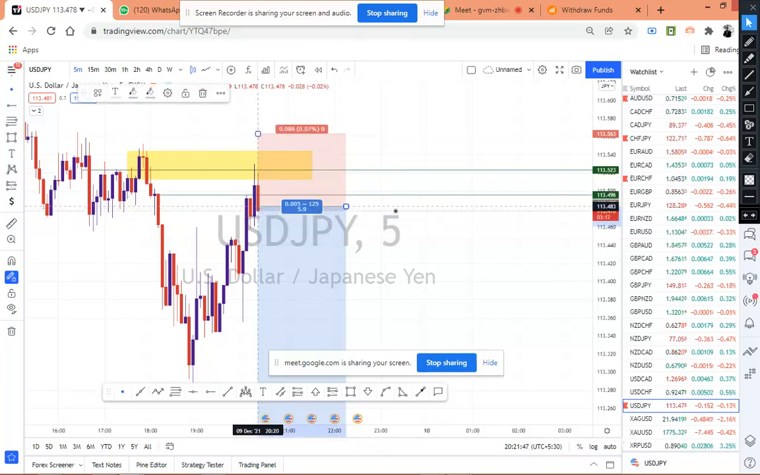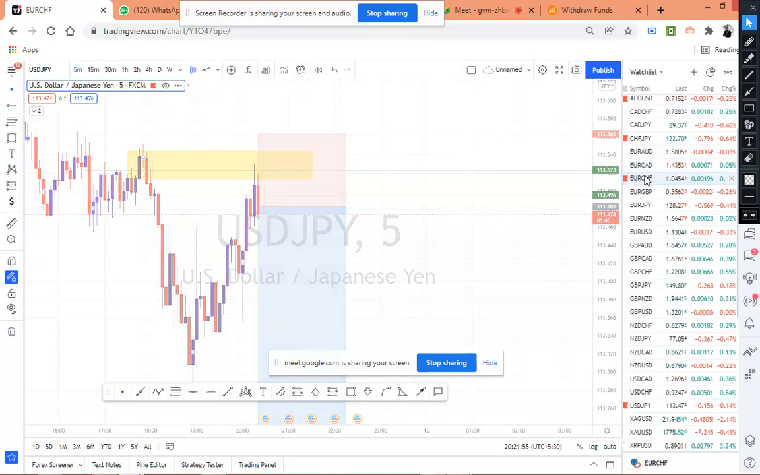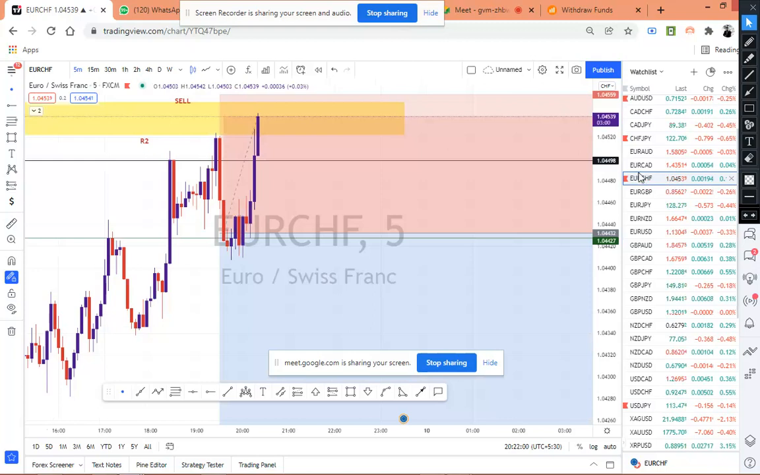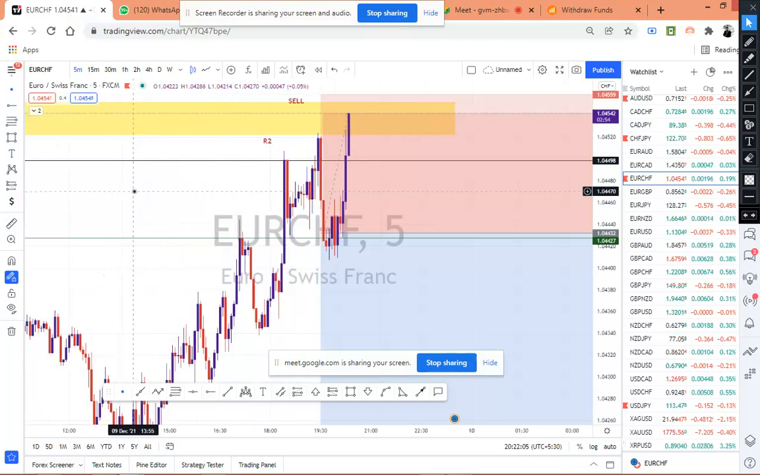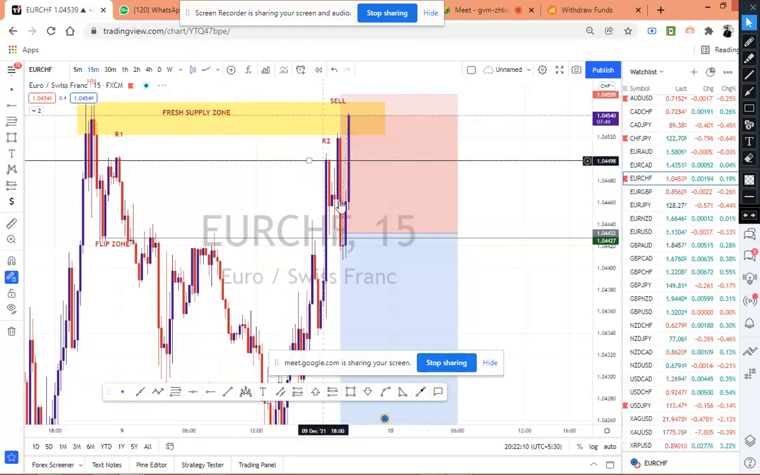Sellers are so strong. I think this trade is going to hit the stop loss. Why are the buyers very strong? Only a few sellers entered. See, only a few sellers entered. I don't know why the buyers are still going up.